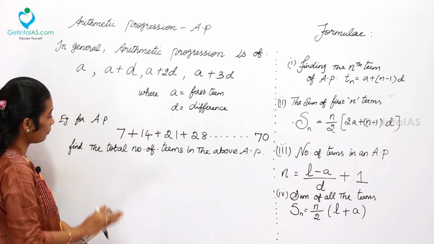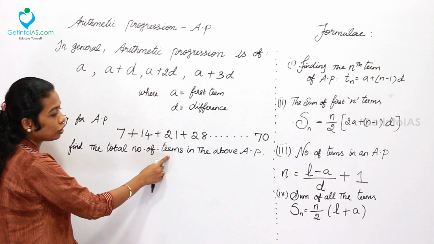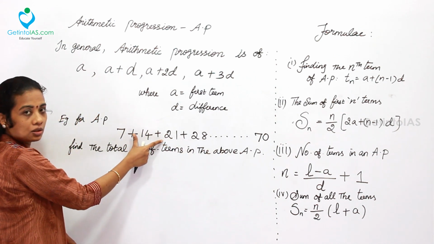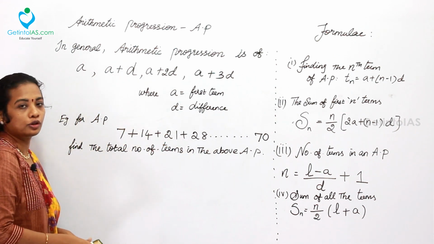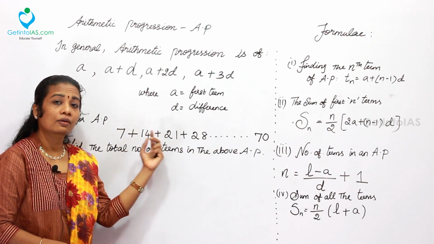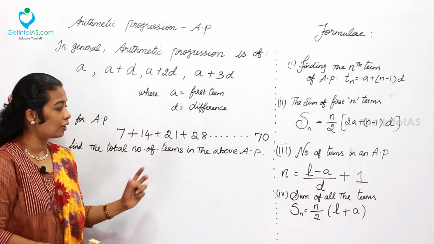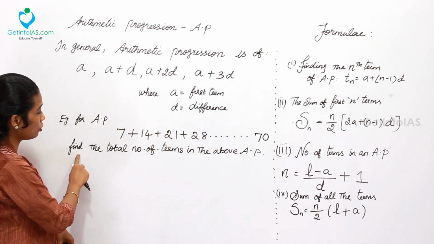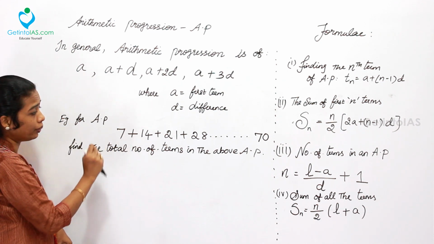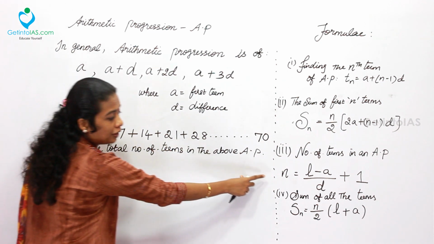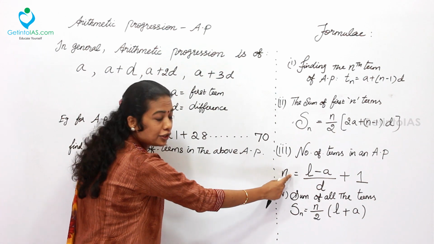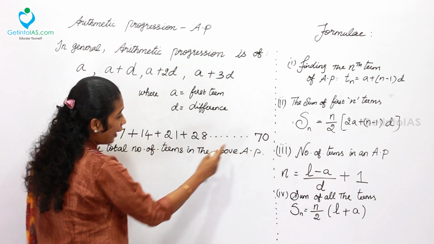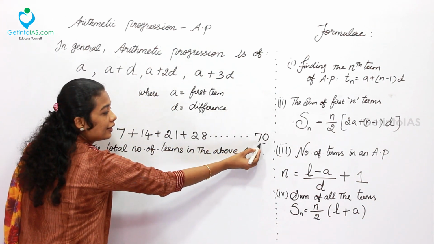The next question: find the total number of terms in the above AP. The AP is given here. Total number of terms, that is 7 to 70, 10 times 7 is 70, so 10 is going to be the answer. Let's check with the formula. What is the formula for the total number of terms? The standard formula: n is equal to (L minus a) by d plus 1. L is simply 70, the last term.